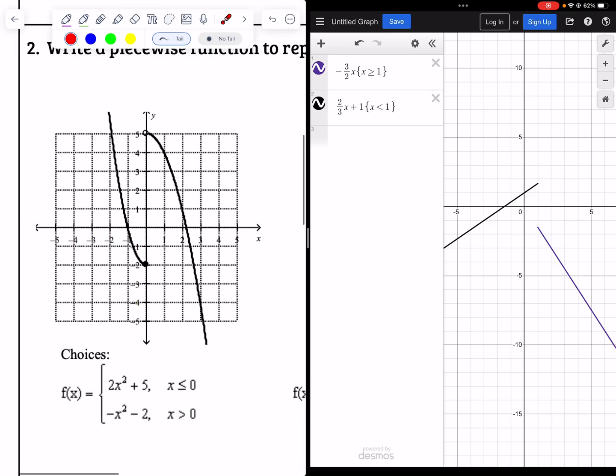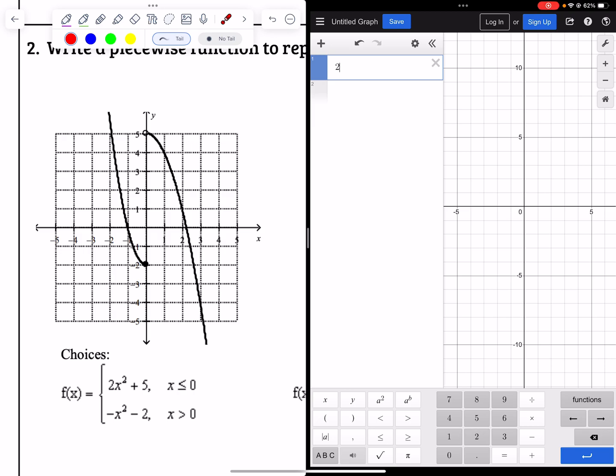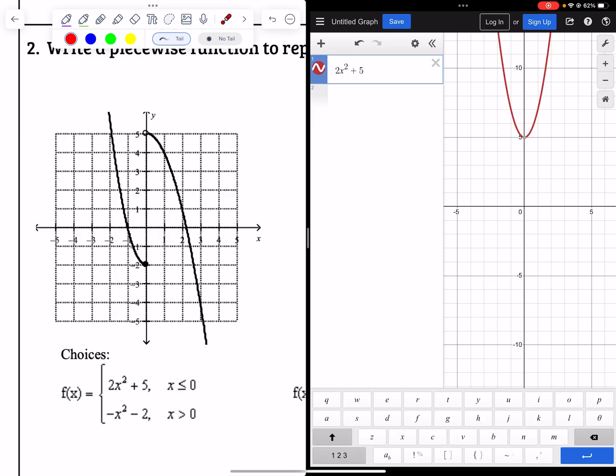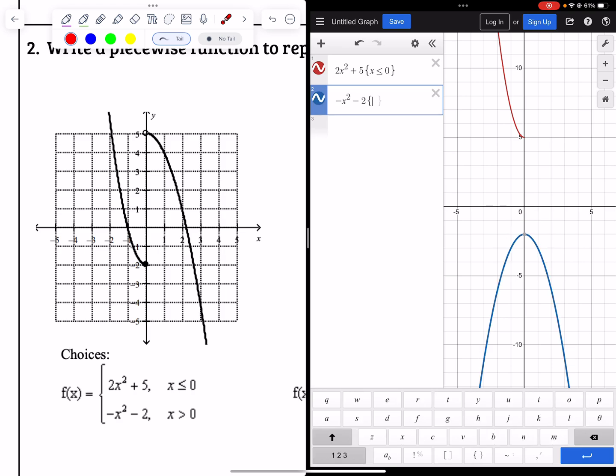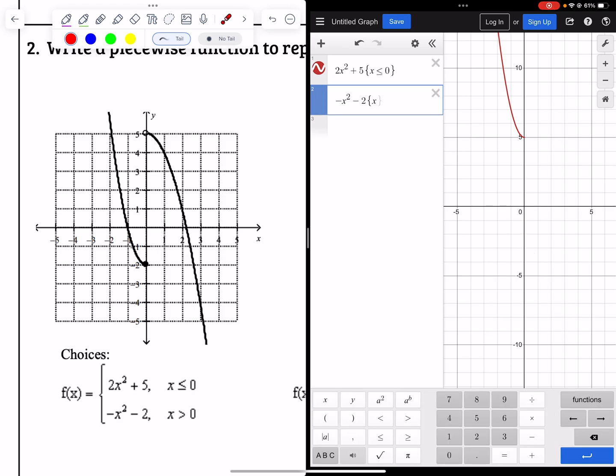So for number 1, let's take a look at how to type in a piecewise function again. So we have 2x squared plus 5, and then we need those curly braces to type in the domain, which is x is less than or equal to 0. And then I have negative x squared minus 2, and then I need the curly braces again to put in the domain of x is greater than 0.